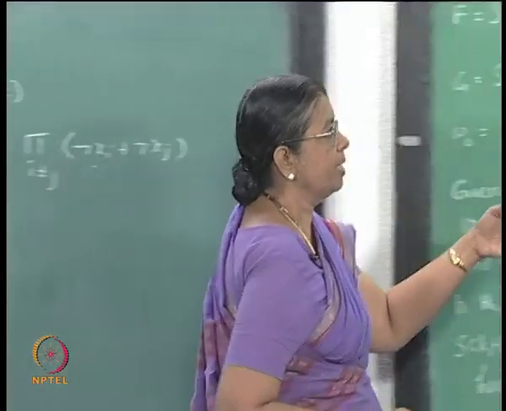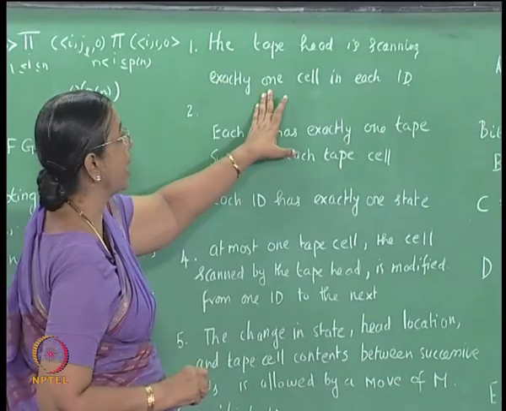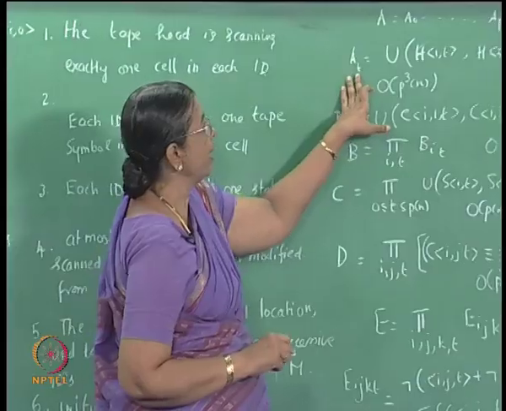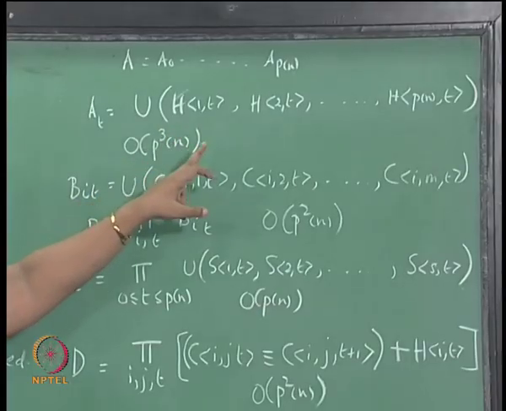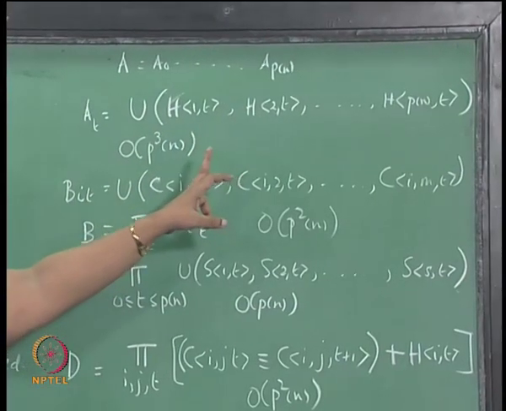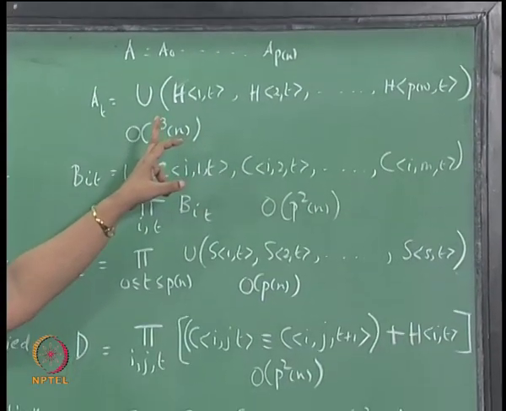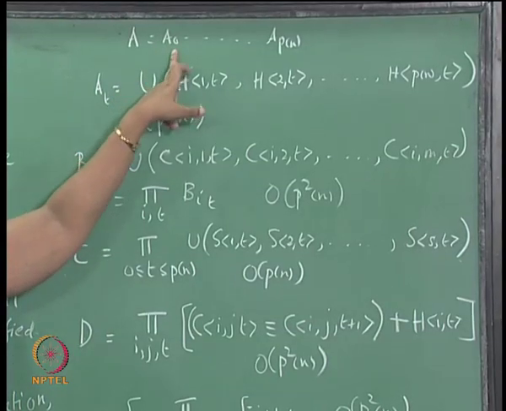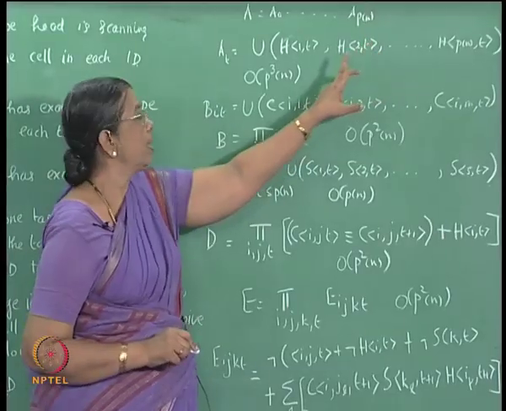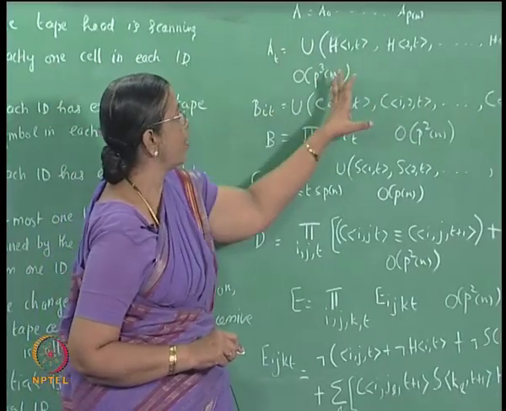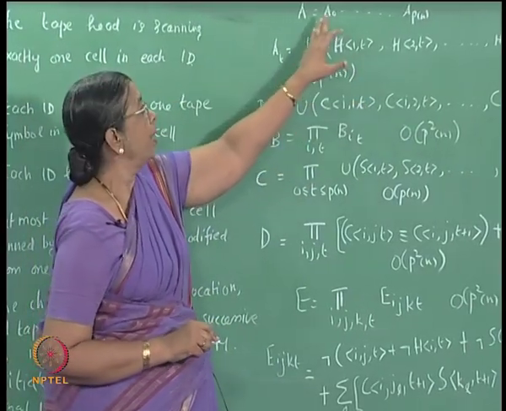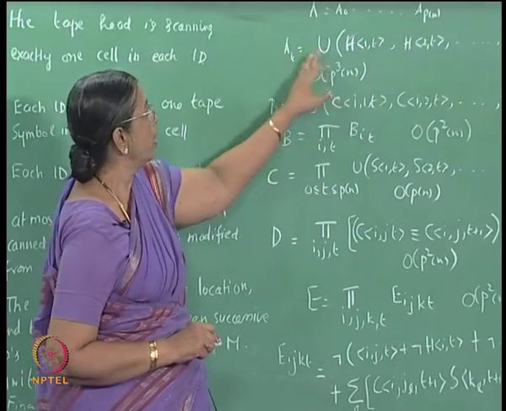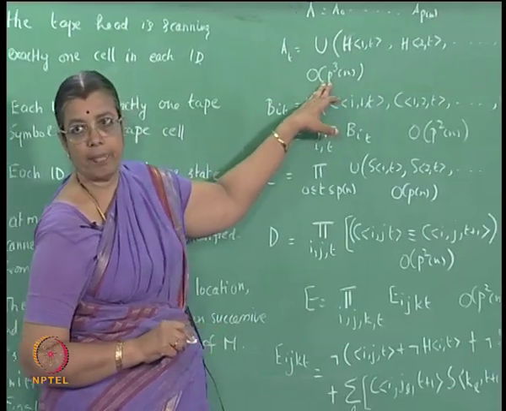Now how do you write the expressions for them? The tape head is scanning exactly one cell in each ID. So you write at time t this expression: H1t, H2t, up to H_pn,t. Only one of them will be true, the rest of them will be 0. And you have to specify that from the 0th instance to the pnth instance. So the length of this itself is of order p squared n, and you have pn or pn plus 1 of them, so the length of this expression will be order p cubed n.